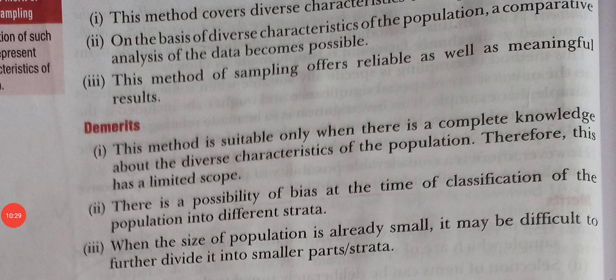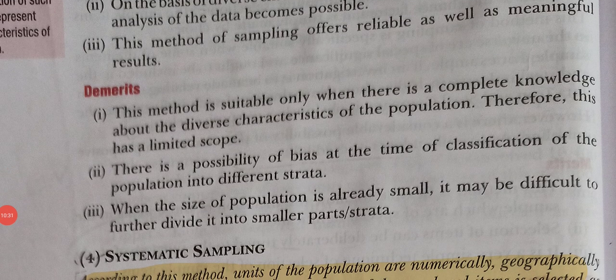Demerits. What are the demerits of this method? First, the items can be divided into strata only when the investigator has complete knowledge of the diverse characteristics of the population. If the investigator doesn't have complete knowledge, then this method cannot be used. The example we have done was of students, but we can also do it in terms of caste or religion.